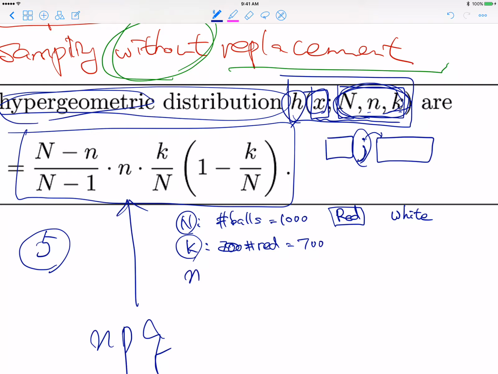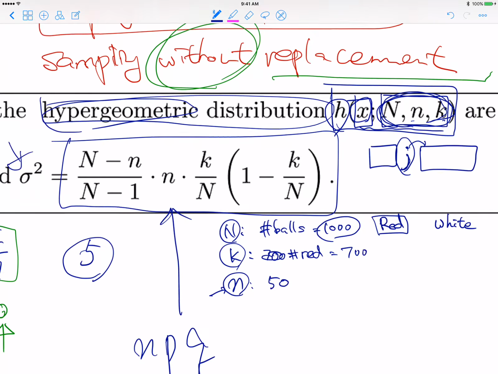And then the last parameter, which is a small n, is the number of samples that we obtain. So how many balls do we choose from our basket? That number is represented as this small n. This small n should definitely be smaller than the total number of balls, of course, right? So it can be like 50 or maybe 900 and so on. So those are the parameter values that specify the details of this hypergeometric distribution.